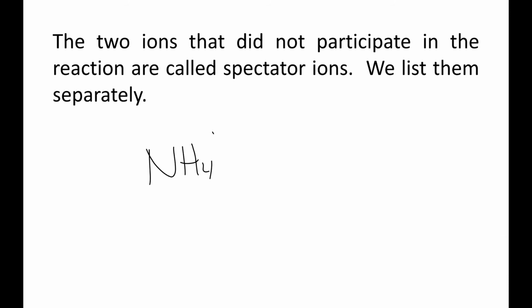We just say the spectator ions are NH4. You don't even have to put the aqueous. Just write them down. So NH4 plus and Cl minus. Those were the 2 spectator ions. Okay? So we'll try another example. Hopefully, after we've done enough of these, it'll become easy for you.